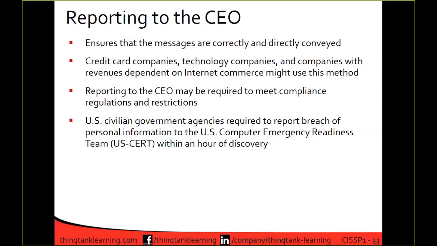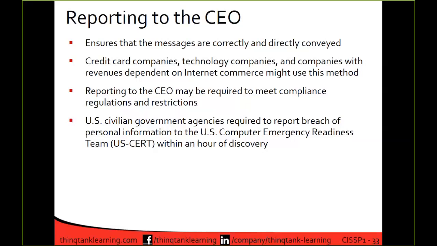Reporting to the CEO ensures that the messages are correctly and directly conveyed. You're not reporting to somebody else who's reporting to somebody else who's reporting to somebody else. Credit card companies, technology companies, companies with revenues dependent on internet commerce would probably use this method. By the way, we're talking about still high-level individuals. We're not talking about a system administrator or a network administrator. We're talking about the information security person, right?